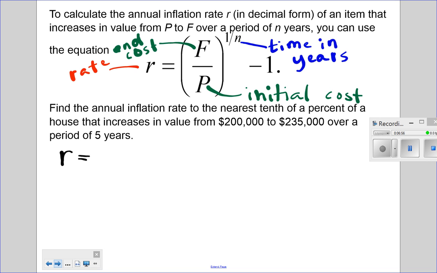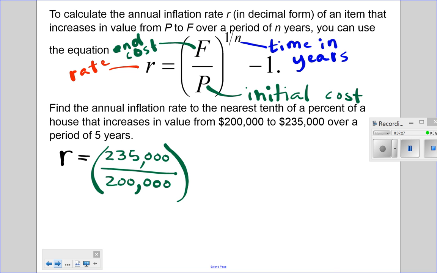The nearest tenth of a percent for a house that increases in value from 200,000. So what's that 200,000? Is that our initial cost or our final cost? That's our initial cost. So I'm going to put 200,000. And then what's my final cost, or that F variable? 235,000.